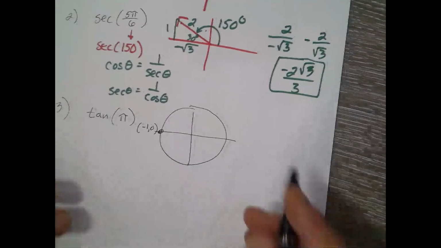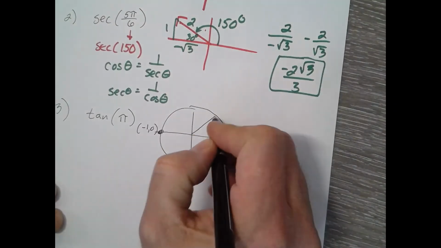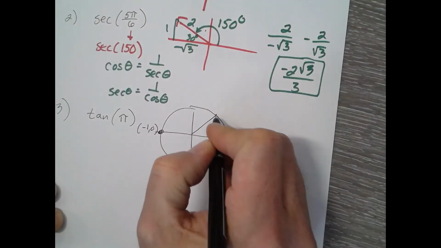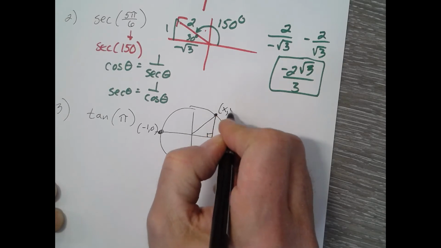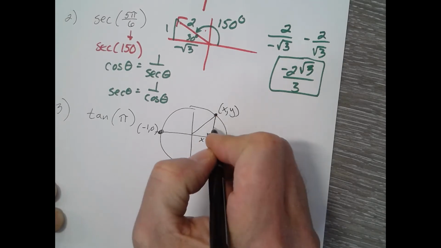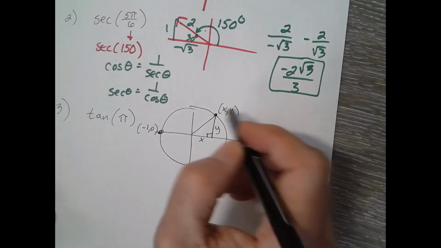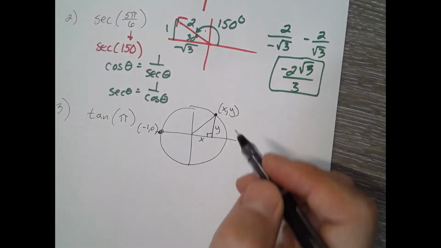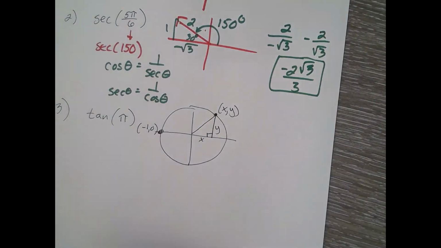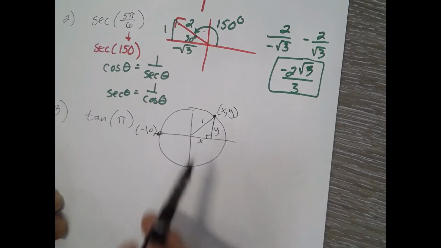And why is that the case? If I have a point on the unit circle, I will call it x comma y. That means I went over x and I went up y. And it's on the unit circle. What's the radius of a unit circle? 1. Very good. We'll use that again later on today. Radius is 1.